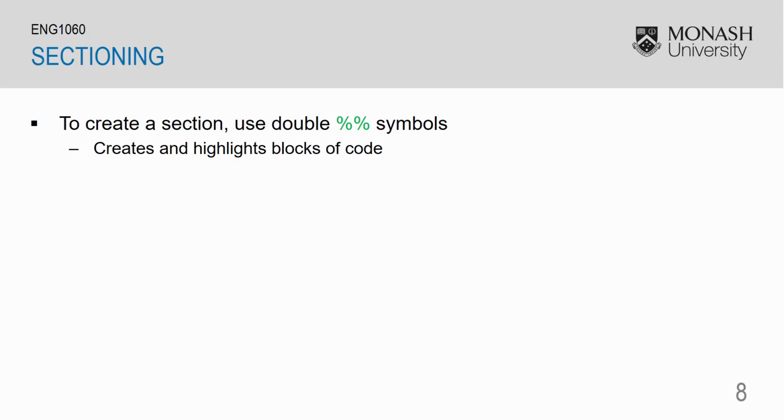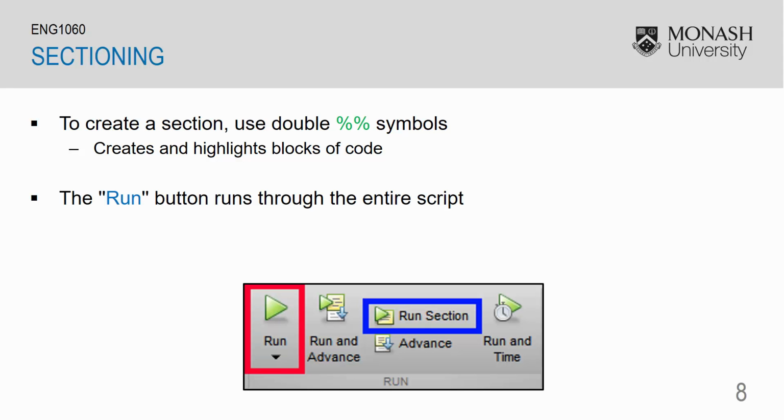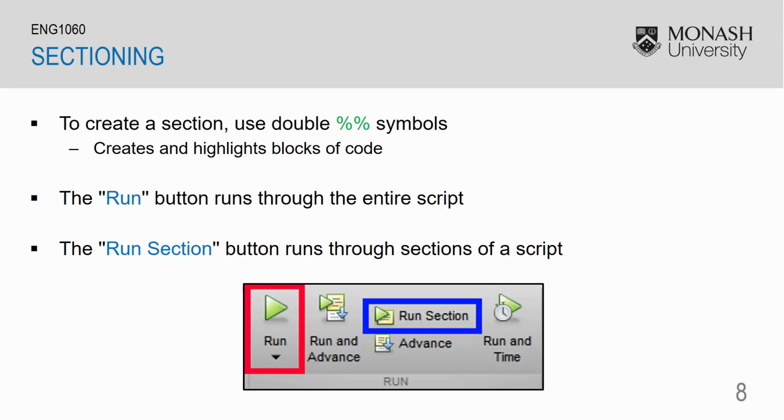We can also create sections in M files. In order to create a section, we use the double percentage symbol, followed by a space. This creates and highlights blocks of code. So by now you would be familiar with the run button, which runs through the entire script. You may have noticed that next to the run button, there is a run section button. If you click on the run section button and you have sections within your code, then it will only run the section that is highlighted.